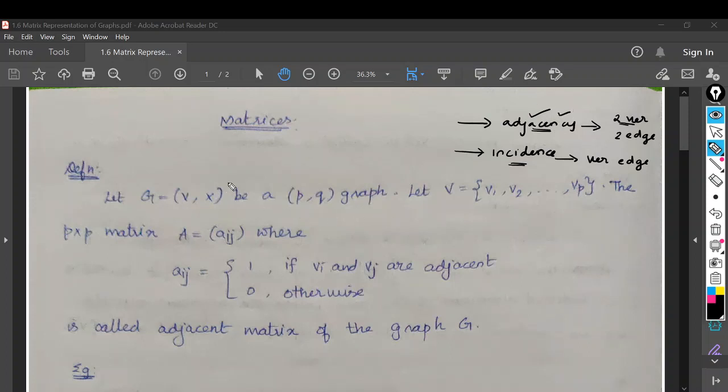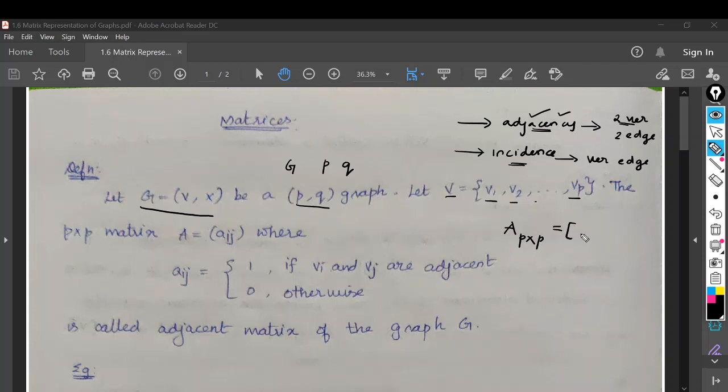Let G equals (V, X) be a (P, Q) graph. So, the graph G has P points and Q edges. Let V equals {V1, V2, up to Vp} be the vertices of the graph G. Now, an adjacency matrix for this graph A is a P cross P matrix, where P is the number of vertices of your graph.